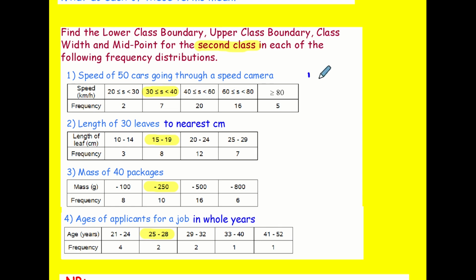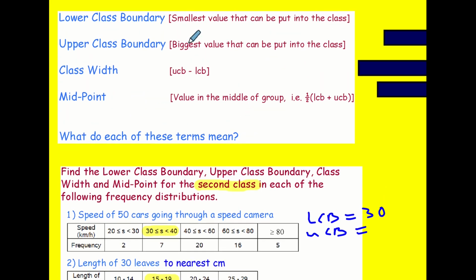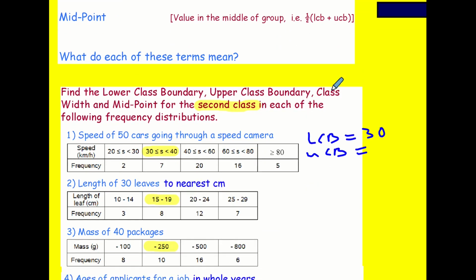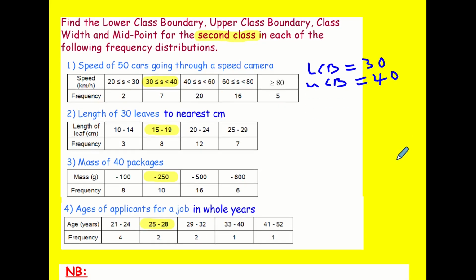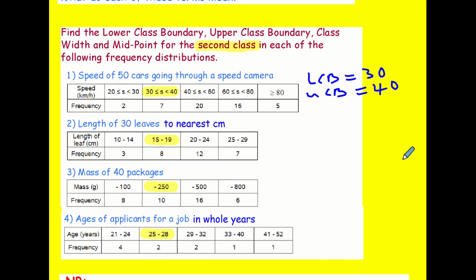Here, the lower class boundary is equal to 30 because that's the smallest value that it can take. And the upper class boundary, well, I know it can't equal 40 exactly. It's always less than 40. So I'm not really quite happy with that, because the upper class boundary we would write as 40. We can get as close to 40 as we want, 39.9999999. It's a bit like when you do lower and upper bounds earlier on in school. So that's how we do it.